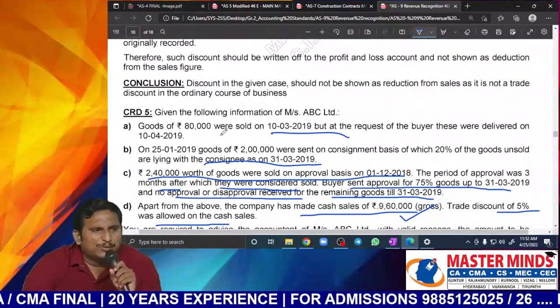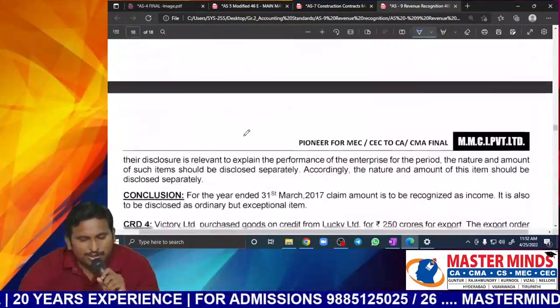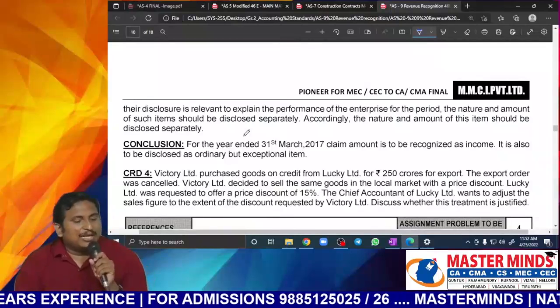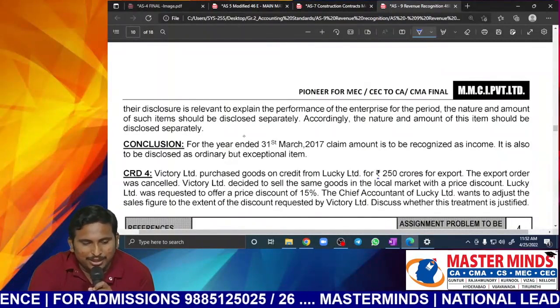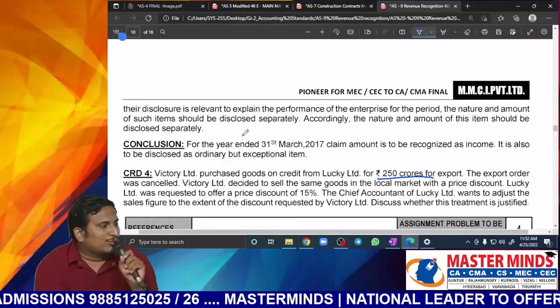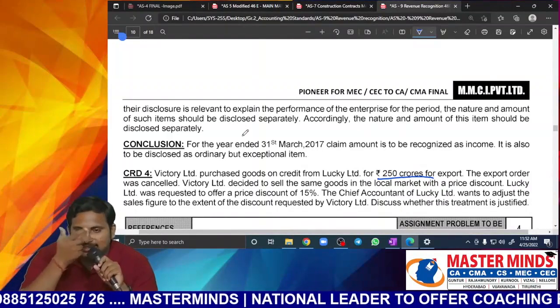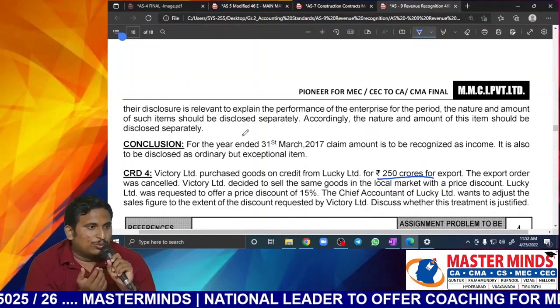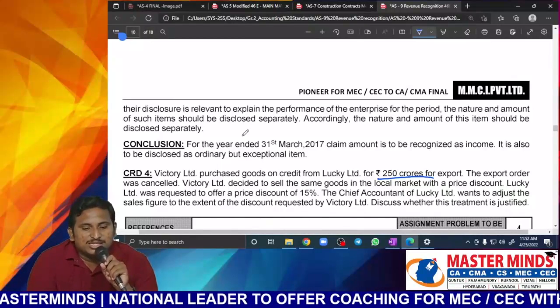One of the frequently asked questions, sir. Very, very important. Now, let me deal with some other questions. Victory Limited purchased goods on credit from Lucky Limited for 250 crores for export. We have purchased some goods for export basis. The export order was cancelled. We thought to export it, and for that purpose we purchased goods, but suddenly the export order was cancelled.